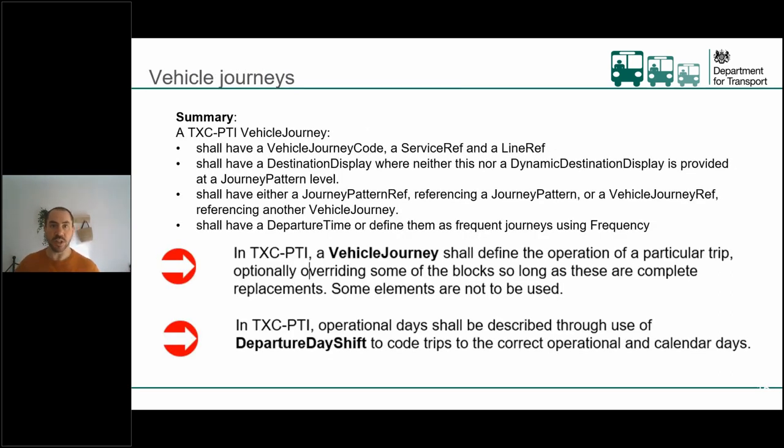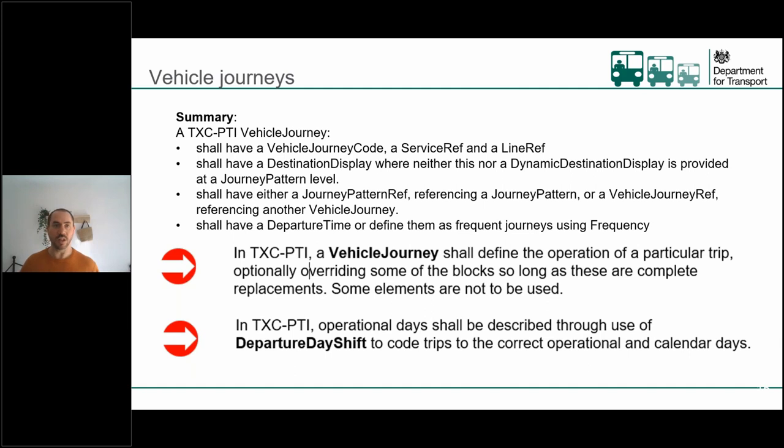Vehicle journeys. So this brings everything together that's been described previously in the document. So a vehicle journey shall have a vehicle journey code, a service ref and a line ref. So these three pieces are really important for joining with Siri VM. Your vehicle journey code is an ID that can be used to describe the journey that the bus is on.